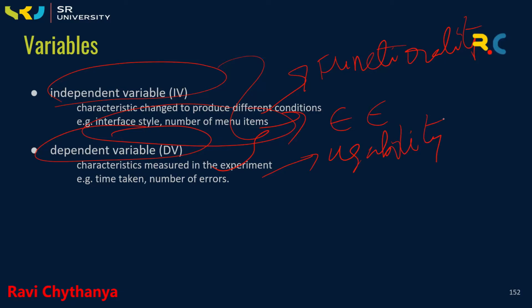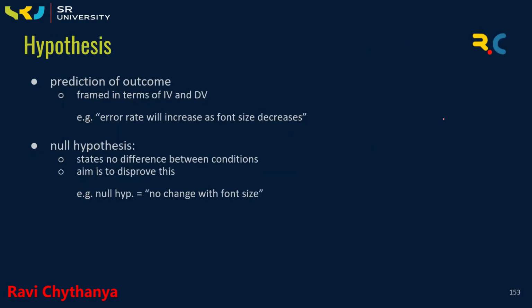Okay, so the independent variables are going to provide the functionality of the system, and the dependent variables are going to provide the usability of the system. And the hypothesis is going to be a prediction of the outcome. What exactly the outcome has to be, first we are going to predict. And that is going to be framed in terms of the independent variables as well as the dependent variables. And the example here is: error rate will increase as font size decreases.